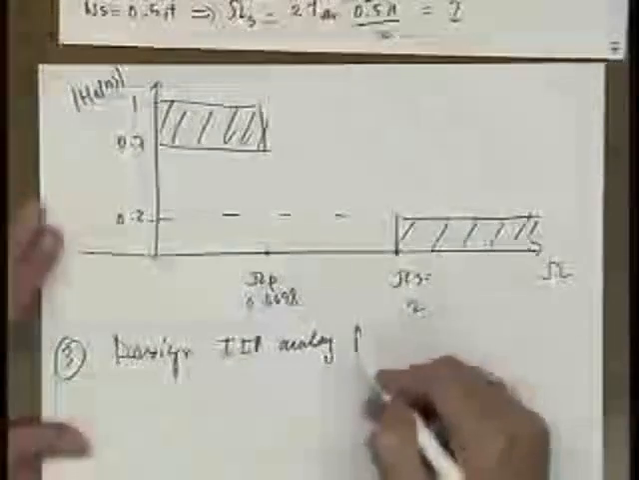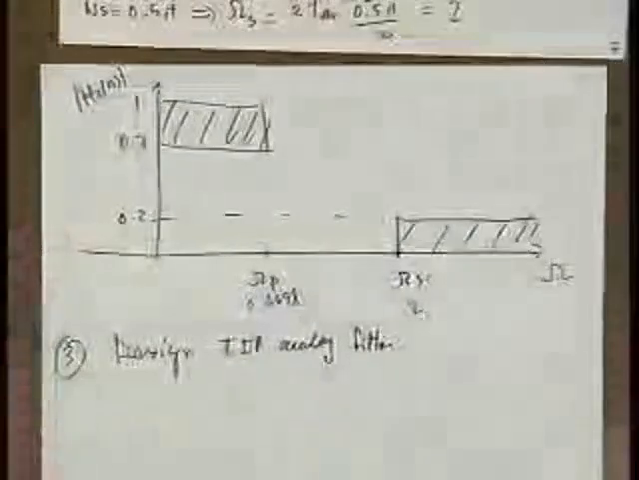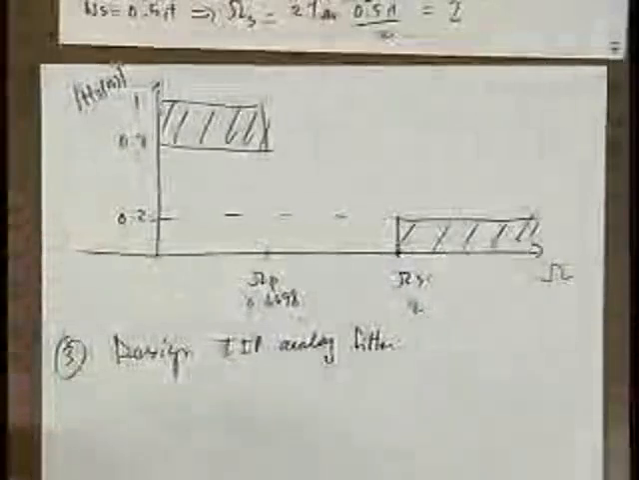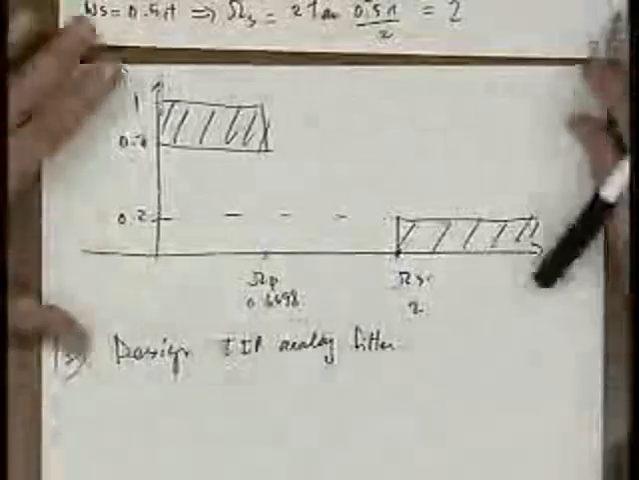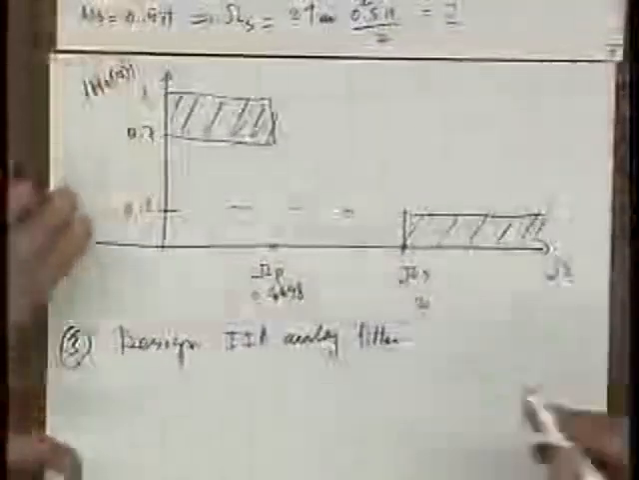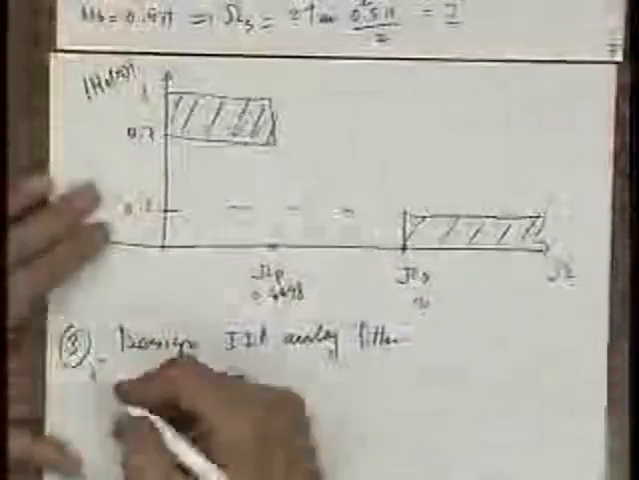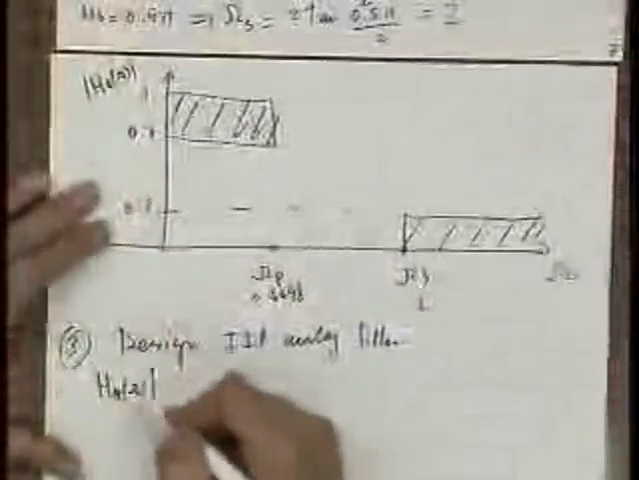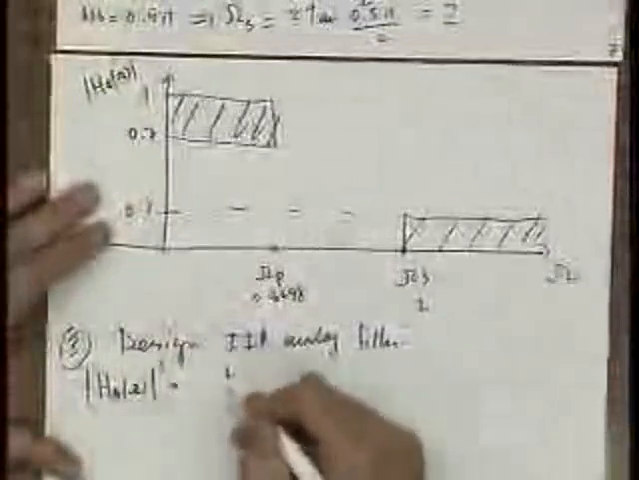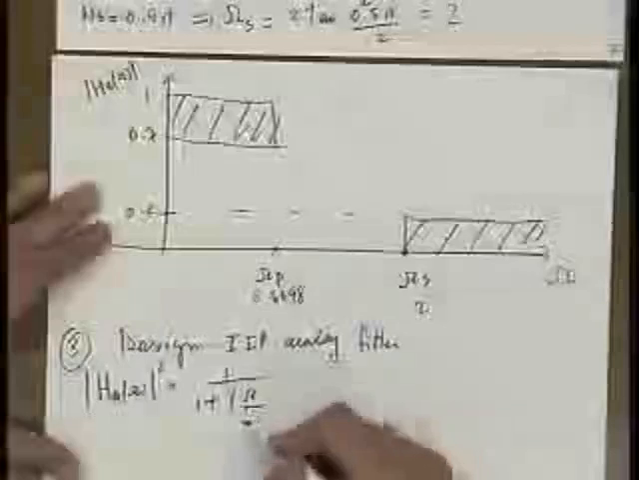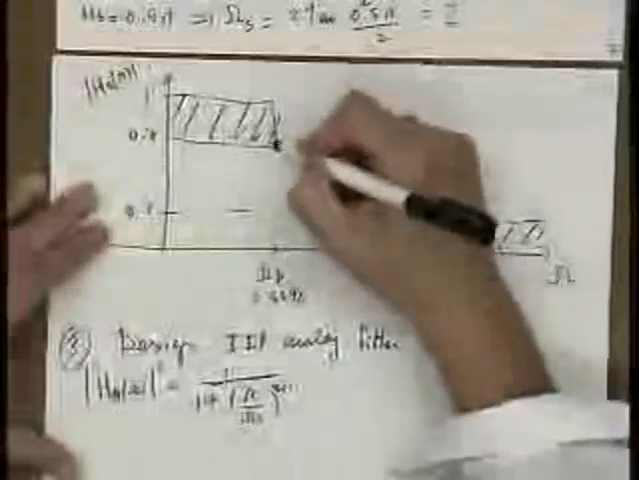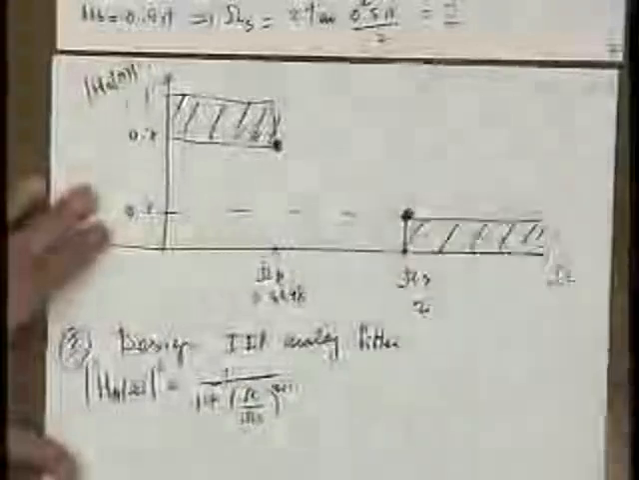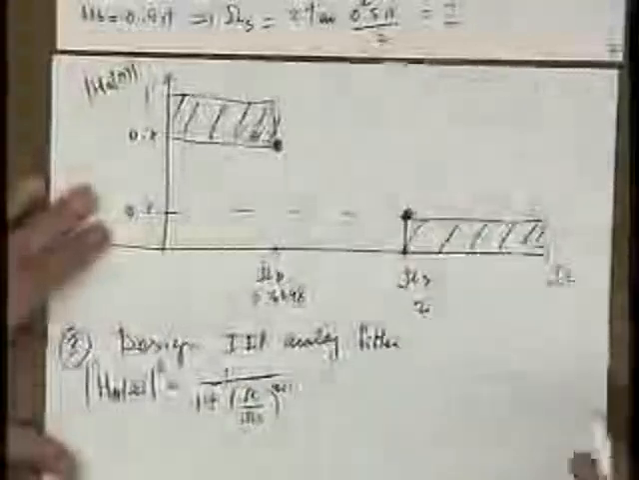There's no reason to change it, right? So how do I design my analog filter? Well, go back to the same set of arguments as we had before. Use Butterworth, so H sub A of omega squared is equal to 1 over 1 plus (omega over omega c) to the power of 2n. And I'm going to force my Butterworth filter to go through this point and through that point. If I do that, what do I get?